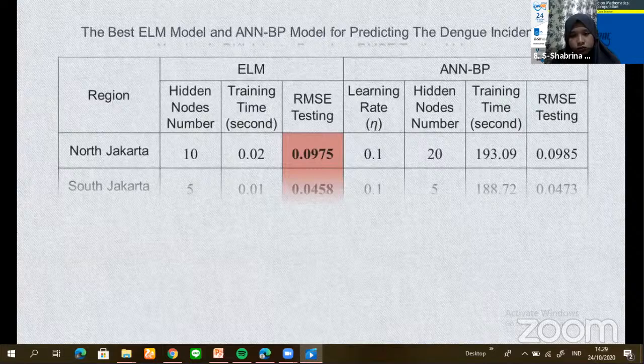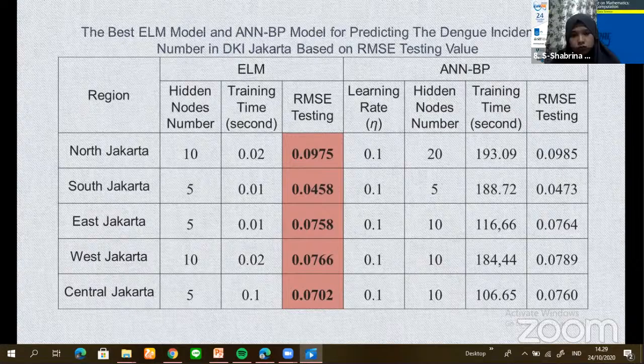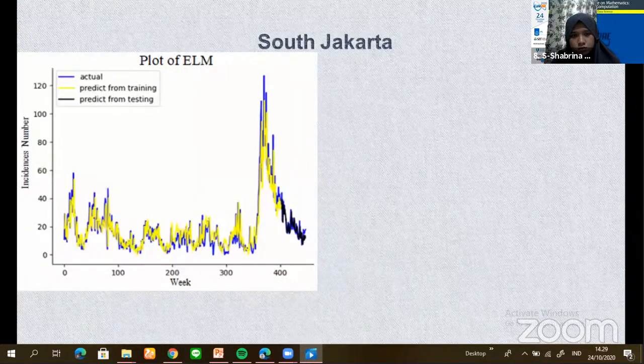This table shows the best ELM model and ANNBP model for predicting the dengue incidence number in DKI Jakarta based on RMSE testing value. In this table, there are numbers in bold that indicate the smallest RMSE testing value between the ELM and ANNBP models. We can see that the best RMSE testing value obtained when using ELM is smaller than the RMSE testing value which resulted from using ANNBP for the 5 municipalities of DKI Jakarta.